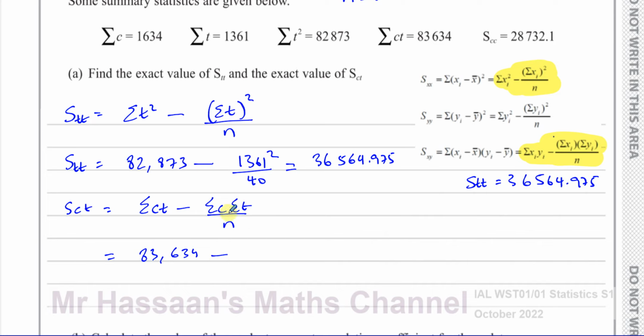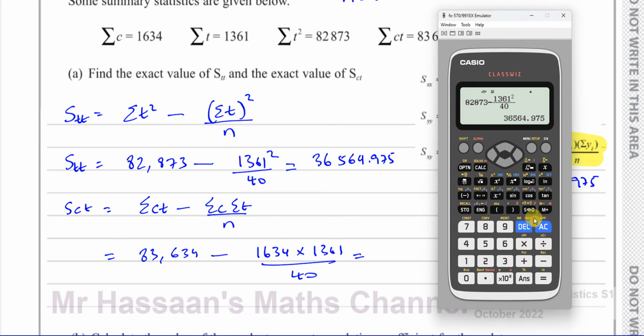That's 83,634, minus the sum of C, which is 1,634, times the sum of T, which is 1,361, divided by 40, and that should give us our answer. So we put that in the calculator: 83,634 minus my fraction, 1,634 times 1,361, over 40. N is 40. And that gives us 28,037.15.